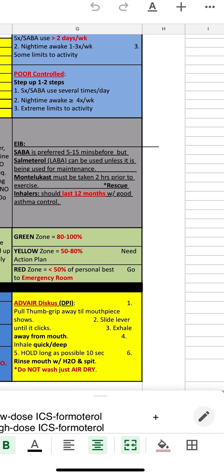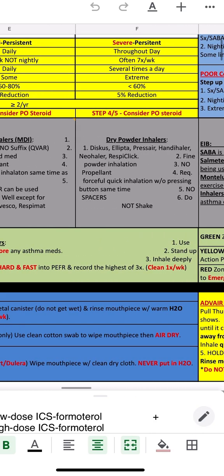Exercise-induced: you have to use SABA 5 to 15 minutes before, but salmeterol LABA can be used unless it is being used for maintenance. Montelukast must be taken 2 hours prior to exercise. Rescue inhalers should last 12 months with good asthma control.